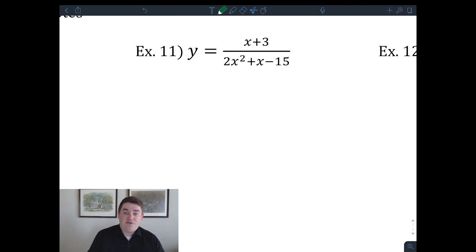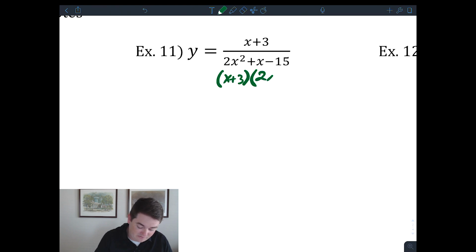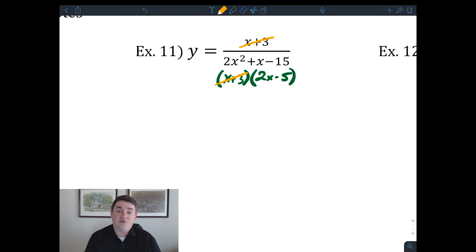Example 11, x plus 3 divided by 2x squared plus x minus 15. When I see that quadratic in the denominator, I think, can I factor that? Turns out I can. This is going to factor into x plus 3 times 2x minus 5. And when I factor this, what I notice is that I have cancellation here. The x plus 3 on top and the x plus 3 on bottom are going to cancel with each other. What that means graphically is that this function has a hole at negative 3.